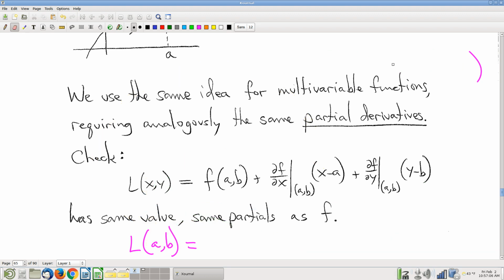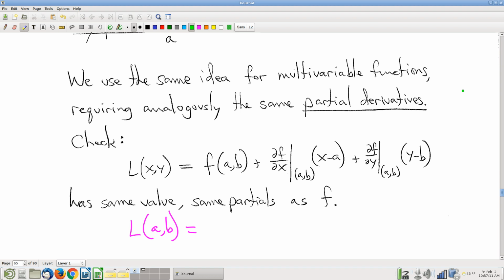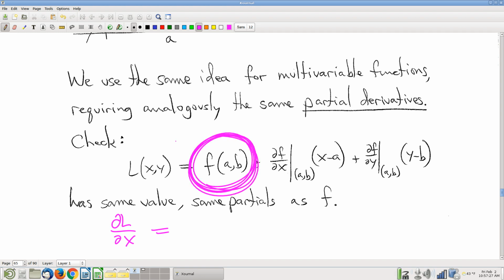I'll show you how I know this has the same x partial. Let me compute the partial of L with respect to x, and then we'll plug in a comma b. Partial of L with respect to x. What's the partial derivative of that term with respect to x? Keep in mind, this is not f of x comma y. This is f of a comma b. a and b are fixed. They don't change. It's constant. Partial derivative 0.